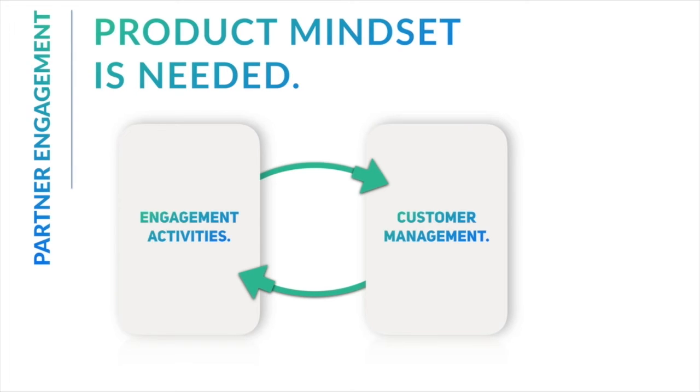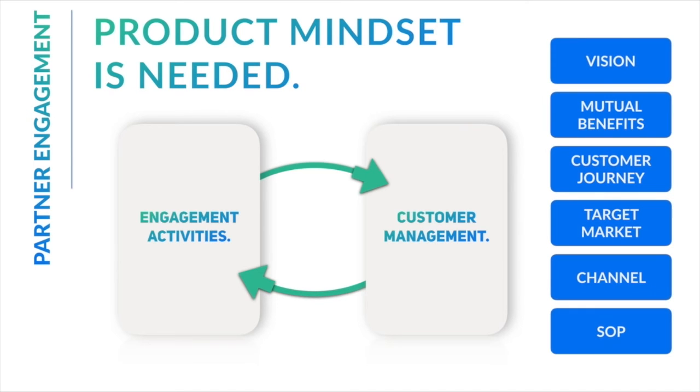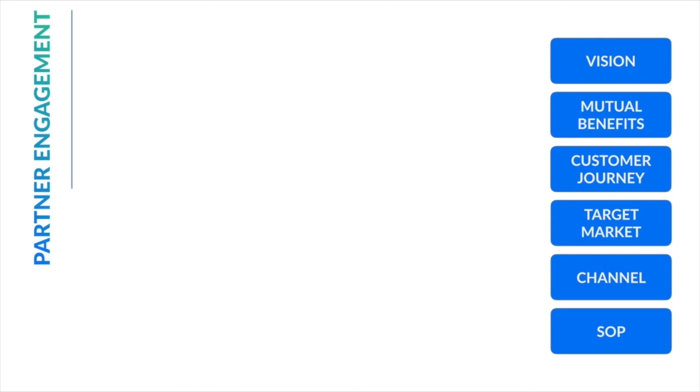So you have to have a product mindset to engage your partner. If we think about products, all of these things are needed. It's not just about thinking of activities; you also need to communicate clearly about the vision, the benefits, the customer journey, the target markets, the channels, and the SOPs, so that people are willing to engage with you.